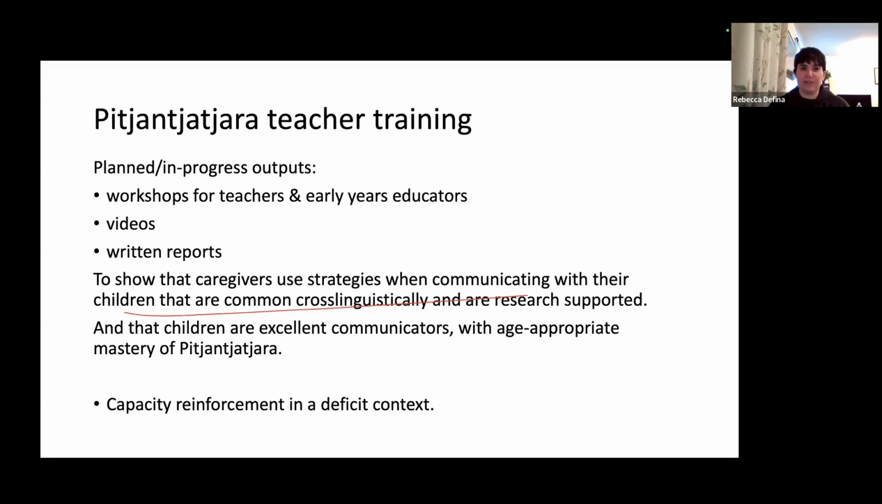And so the idea is to create little videos which demonstrate some of these strategies in action and run workshops for teachers and early years educators around these, and also to create written reports as an archival thing in the system for new educators to come in and be able to read and for people to be able to refer to. So she's doing the first of these presentations later this month, and it's still in progress, but that's the idea and what we're doing there.